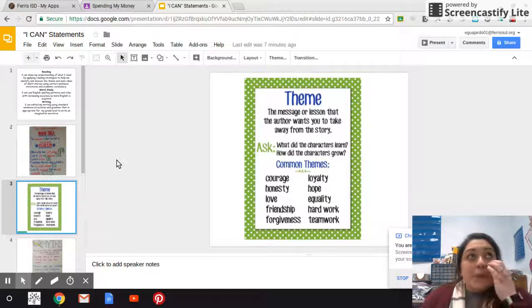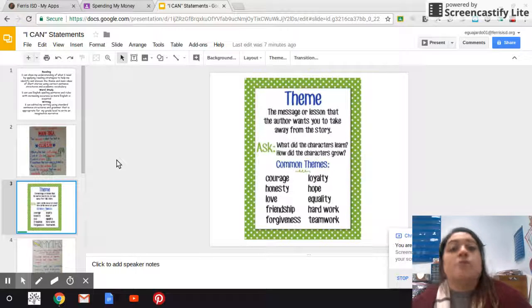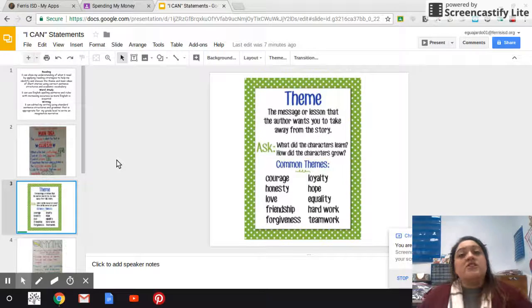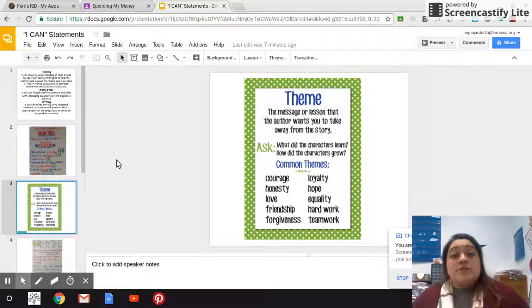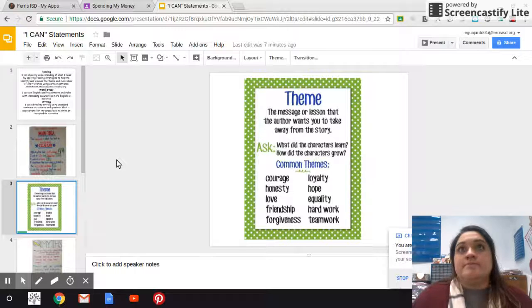Equality is like you're treating everybody the same. Hard work or teamwork, honesty and courage have come up as questions of what does it mean? Courage is to put other people first and kind of protect them almost. That's how I really remember it. Honesty is always telling the truth, being truthful.